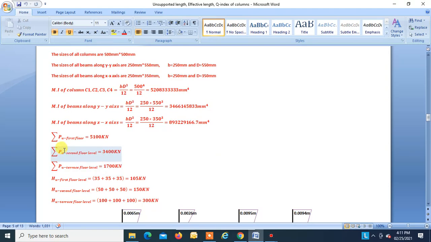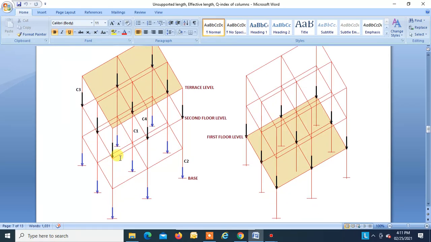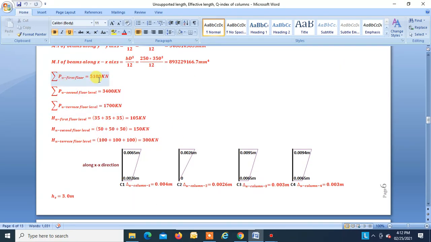Now summation PU of first floor. So how do we get that? Everything is obtained from the analysis. This is our first story, and we want to find the summation PU for the first floor. So we will have to add all these blue vertical forces which are acting in the column. The summation of all these vertical forces in the column will give us summation PU first floor, that is 5100 kilonewton.